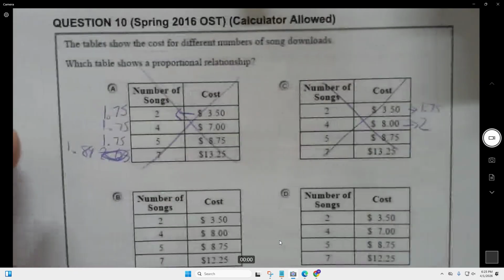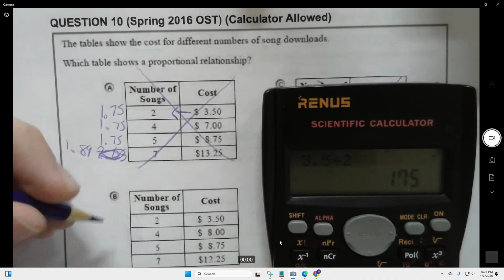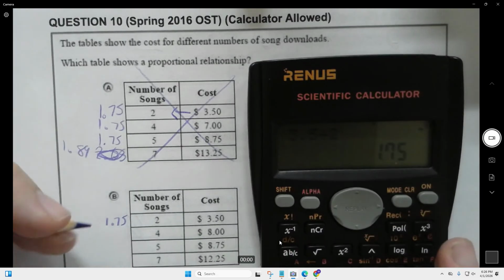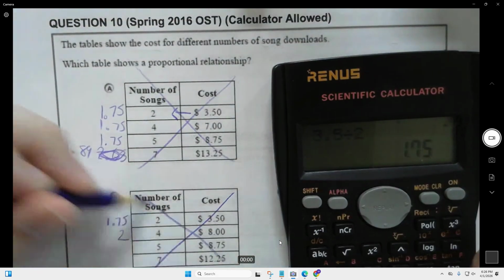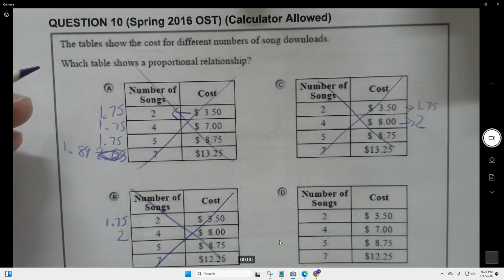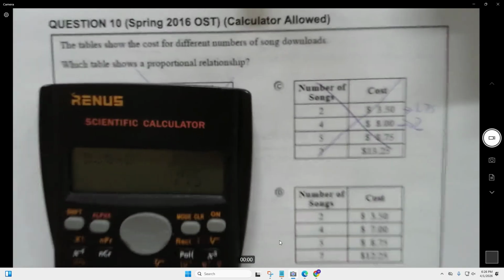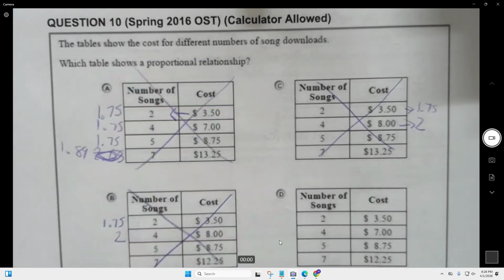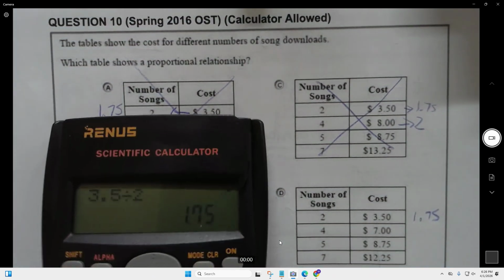So that's out. We go to 3. 3.50 divided by 2. At this point, we know that's 1.75. We've done that twice already. $8 divided by 4. That's not the same. So last one. 3.50 divided by 2, 1.75. This should be it, but we're going to double check.